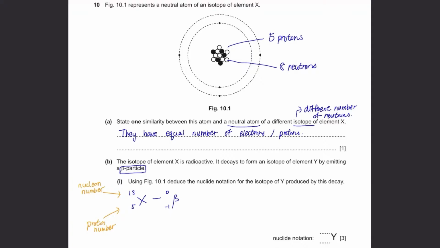Okay, so you subtract this beta particle from X because it said it's emitted, and as a result, you get Y. Y will have 6 protons since 5 minus -1 is 6, and the number of nucleons remain the same.